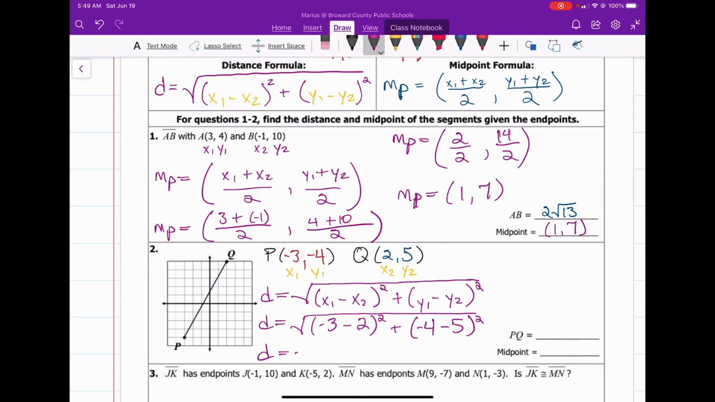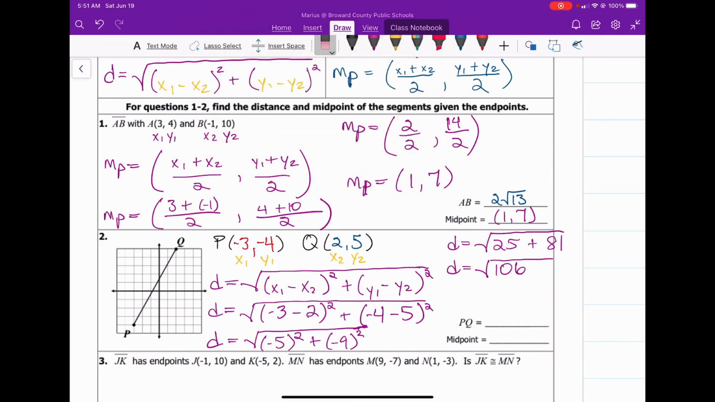That's going to give us d is equal to the square root of negative 5 squared plus negative 9 squared. Now, negative 5 squared is positive 25, so d is equal to the square root of 25 plus 81. Because negative 9 squared means negative 9 times negative 9, which is positive 81. When we finish adding, that's going to become 106. The square root of 106 cannot be simplified.